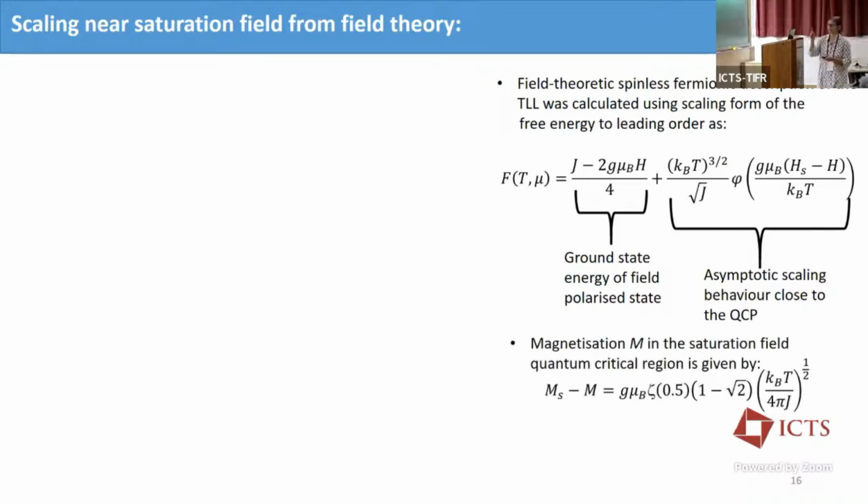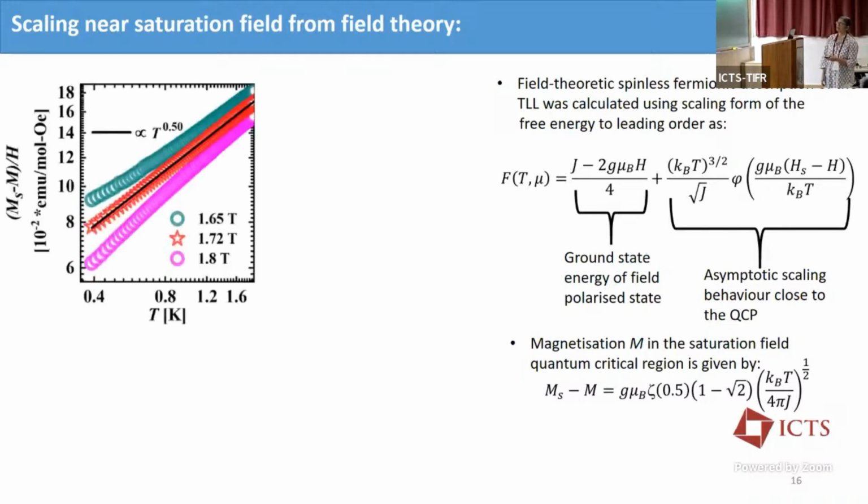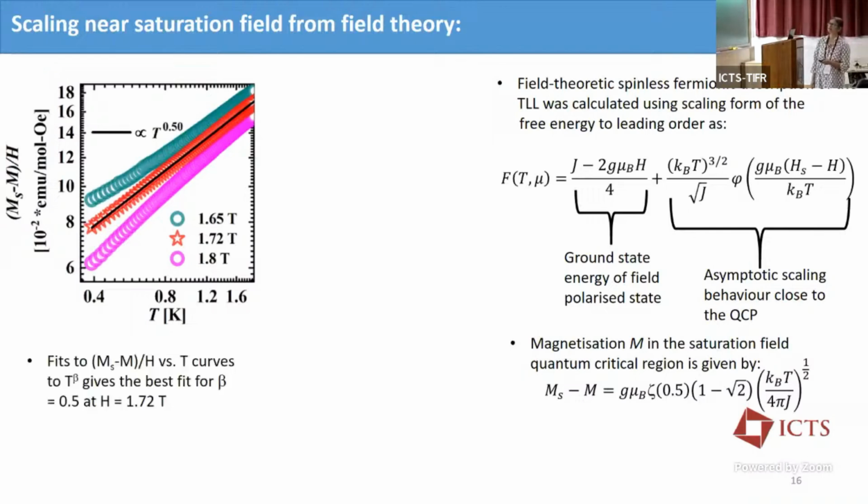So similarly, the magnetization was also derived in this fashion. So this is the saturation magnetization differing from the value of magnetization obtained experimentally through this scaling function here. And what we did was, we then scaled the magnetization with respect to the applied field and plotted it as a function of temperature. So these are the three fields at which this scaling was done, and you find that the value of the scaling parameter was found to be 0.5 for 1.72 Tesla. So the value of saturation field was obtained by doing this scaling analysis, right?